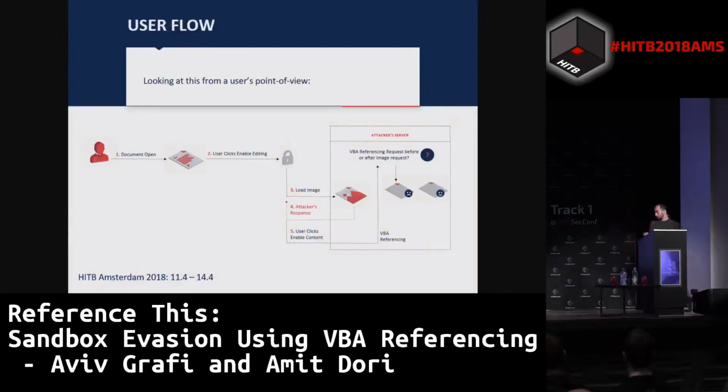And this is what it looks like from the user's point of view. The user opens the document, and once again, protected view. He enables editing, causing the image to be fetched. And now the attacker marks the image and says, okay, I saw requests for the image. I'm going to remember that. And responds with the image. Once the user clicks enable content, causing the VBA engine to load and VBA referencing, the attacker gets requests for the VBA code, and now he has to decide, have I seen requests for the image before or after? And he says before, meaning that this is a user, and he will reply with the malicious project, the bad, the sad face.